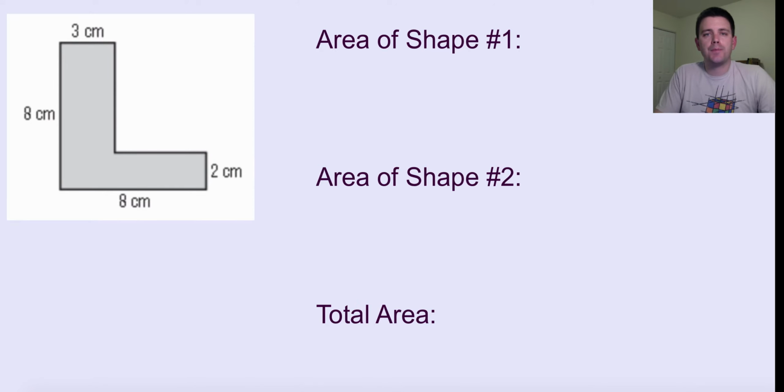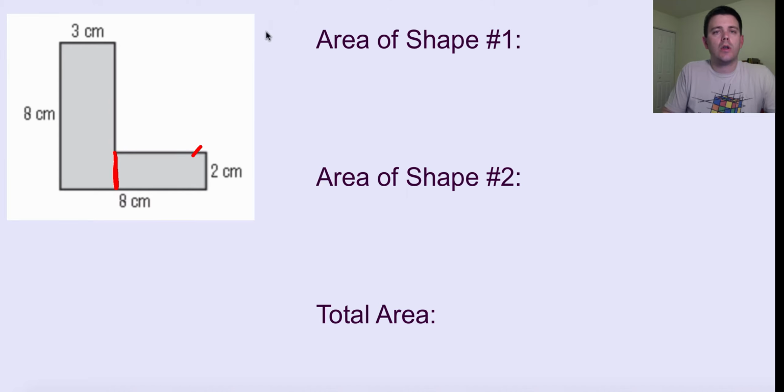So let's try another one. This one's a little bit different in that the measurements aren't going to be quite as easy to find. We're going to have to do just a little bit of work. So we want to break this L up into pieces that we know how to find the area of. There's 2 ways to do it. You could either divide it down like this. So you got a big, tall rectangle here, and then a shorter rectangle here.